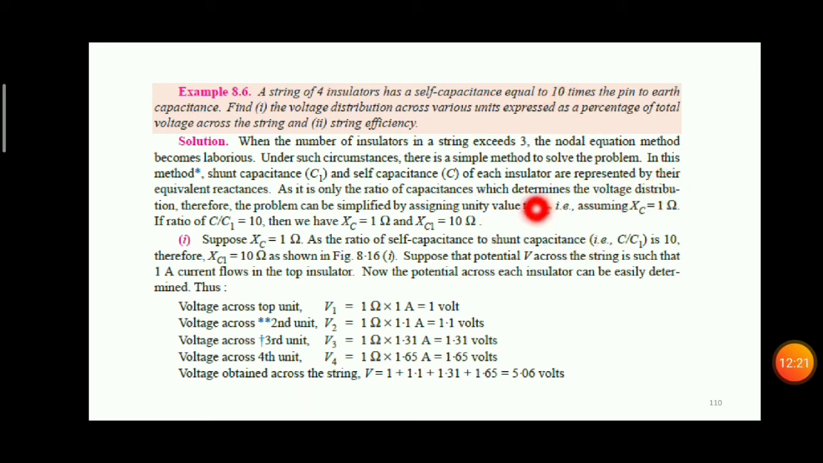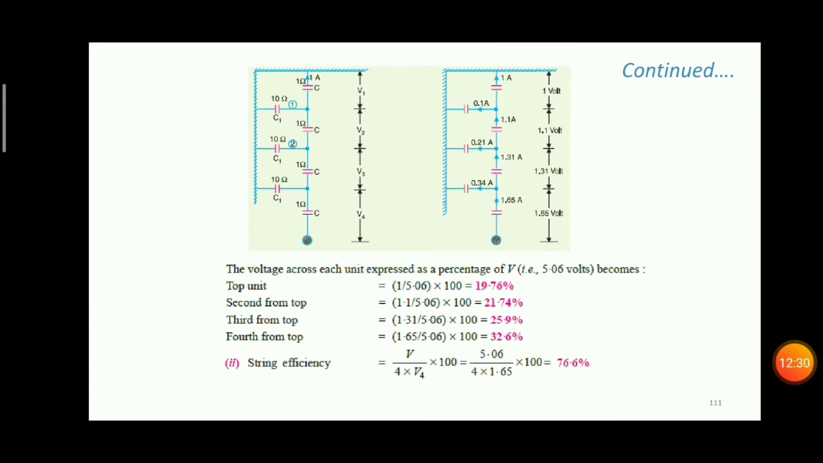If the number of disc insulators is increased, it is difficult to apply Kirchhoff current law at each point and solve the problem to find the string efficiency. In that case, we will assume a value of current at the first insulator. The current will be assumed as 1 ampere at the insulator near the tower. Then we will apply Kirchhoff current law and find the values of currents at each insulator.